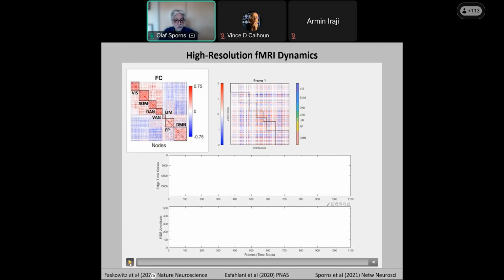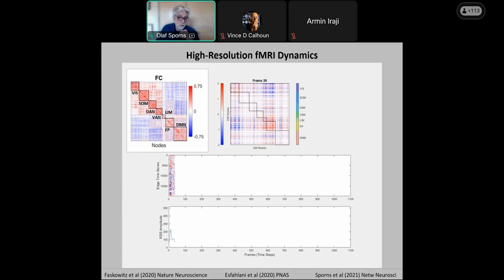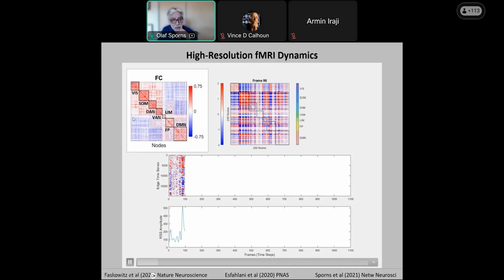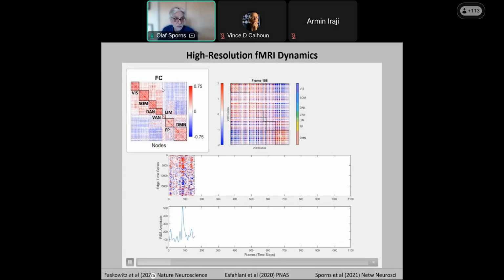I want to just show you a movie I made of a typical resting state run coming from the Human Connectome Project. I show this in all of my talks for a reason. On the upper left-hand corner is the functional connectivity matrix, which is the construct everybody in our field is familiar with, and the familiar systems that you can see indicated: visual, motor, dorsal attention, ventral attention, limbic, frontoparietal, default mode.